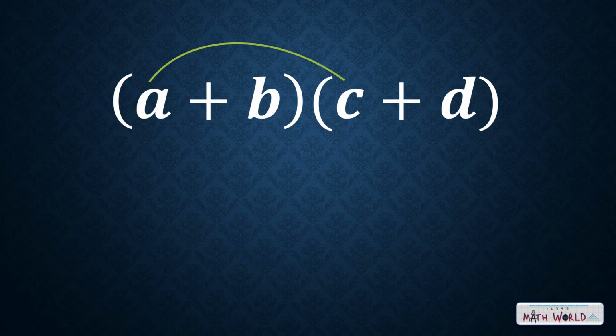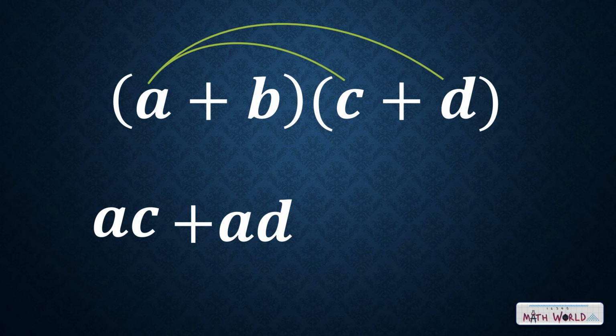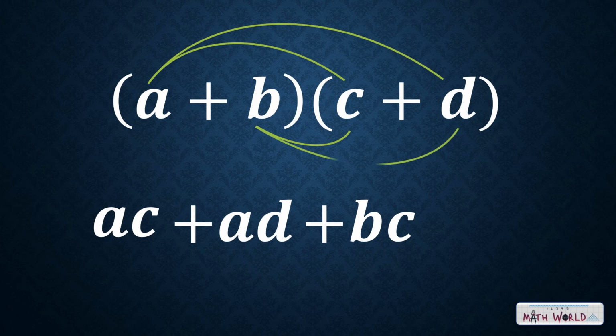We are going to multiply a by c at first, which is equal to ac, then a multiplied by d is equal to ad. After that, multiply b by c, and it is equal to bc. And finally, multiply b by d, it will be bd.